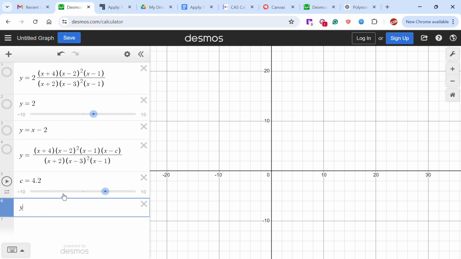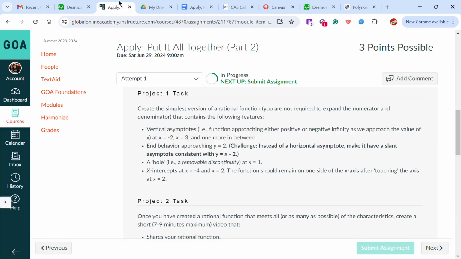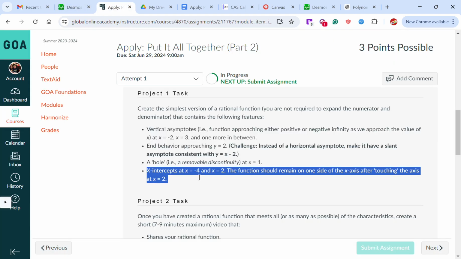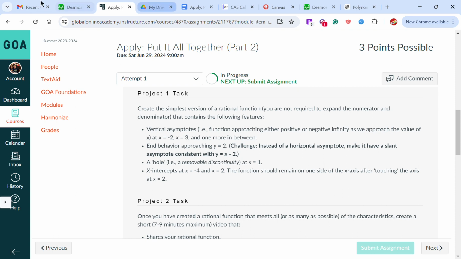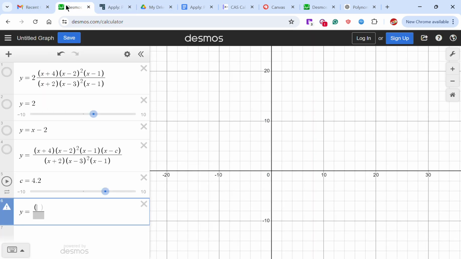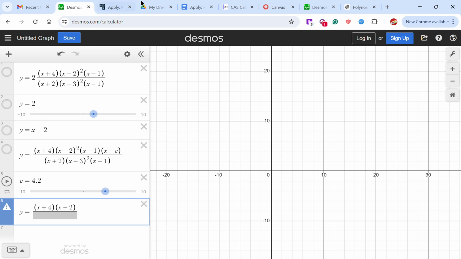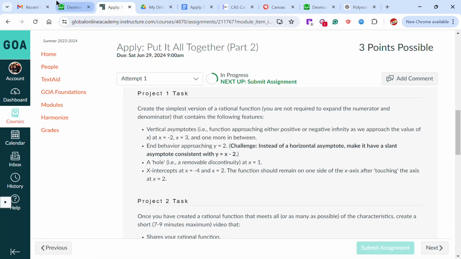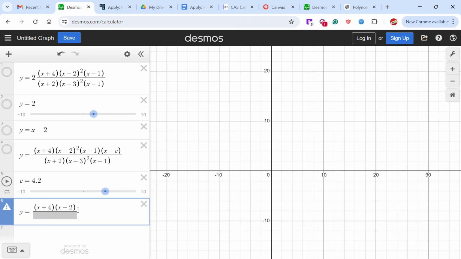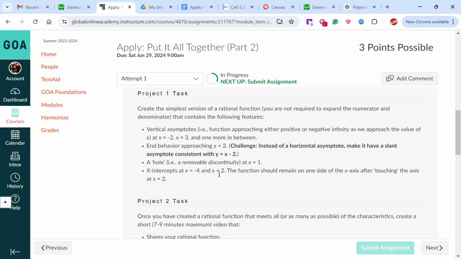So y equals divide by. First we want x-intercepts of x equals -4 and x equals 2. X-intercepts are when the numerator is equal to 0. So if we have x plus 4 right here and x is -4, this is 0. So this is a correct numerator. Same for x equals 2. This part we'll worry about later.